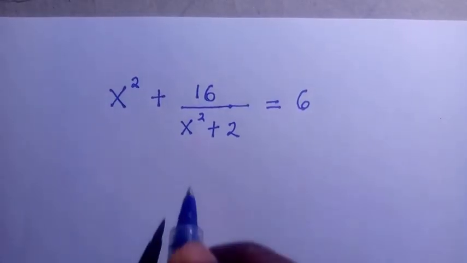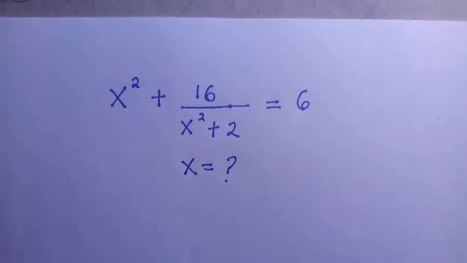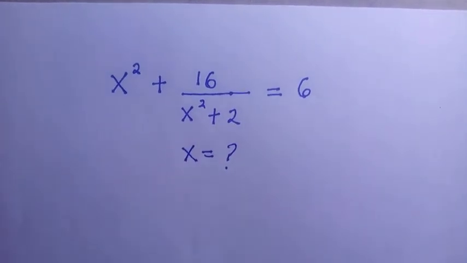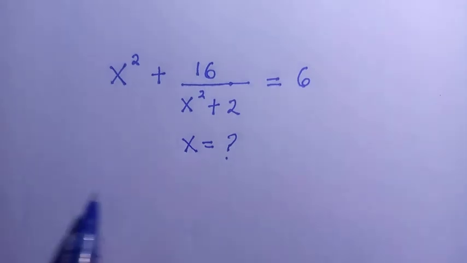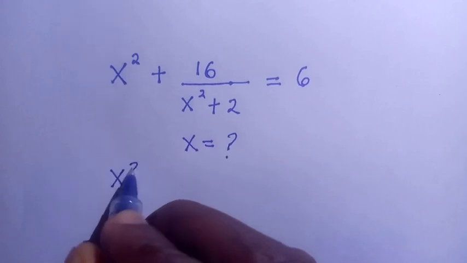How to find the value of x in this given algebra equation. We have x to the power of 2 plus 16 divided by x squared plus 2 equals 6. So to solve this problem, here is what we are going to do. Let's try to subtract 2 from both sides so that we have x squared.